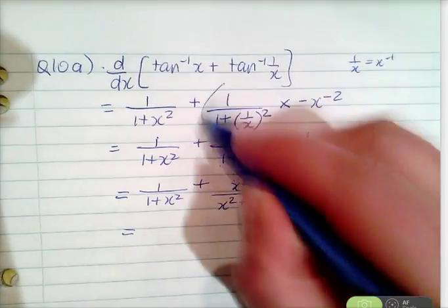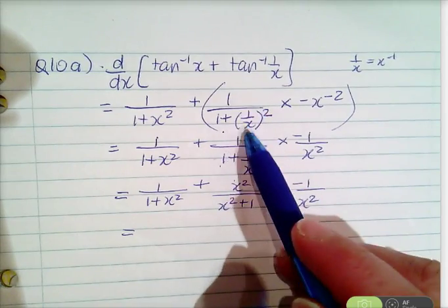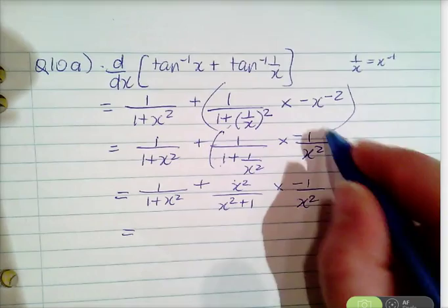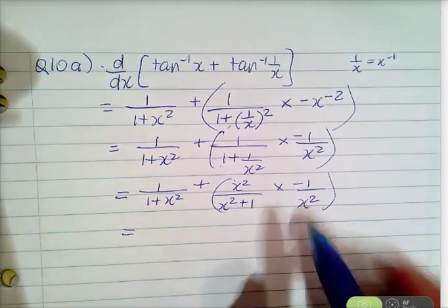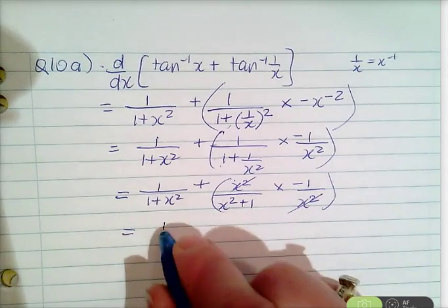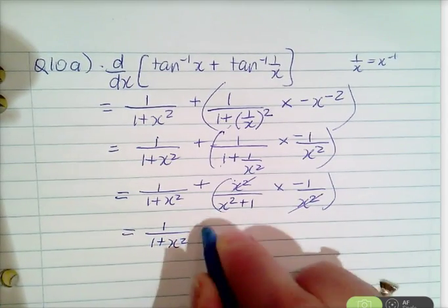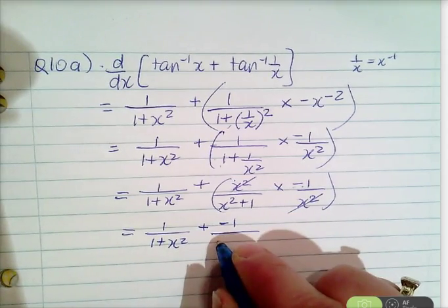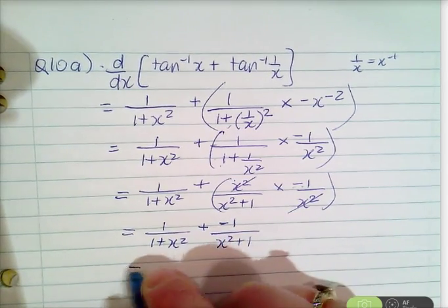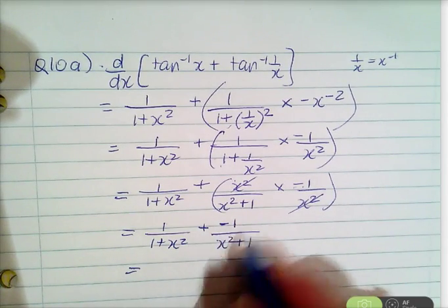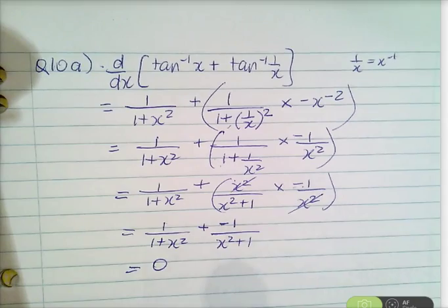Now, remember, these two are together because this is the derivative of the inverse tan of 1 on x. Keep these in brackets together. And because of that, I can do some cancelling here with the x squared. So I've got 1 over 1 plus x squared plus negative 1 over x squared plus 1. Well, this is just 1 over 1 plus x squared minus 1 over 1 plus x squared, which is 0.